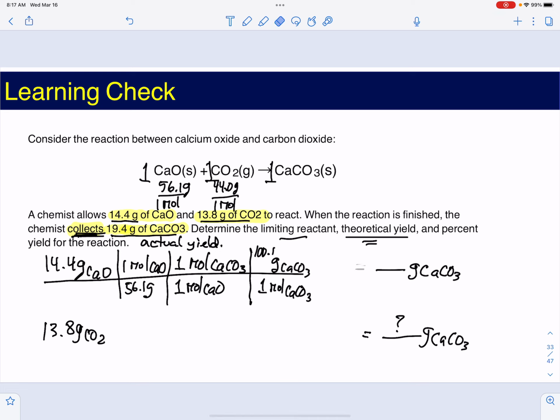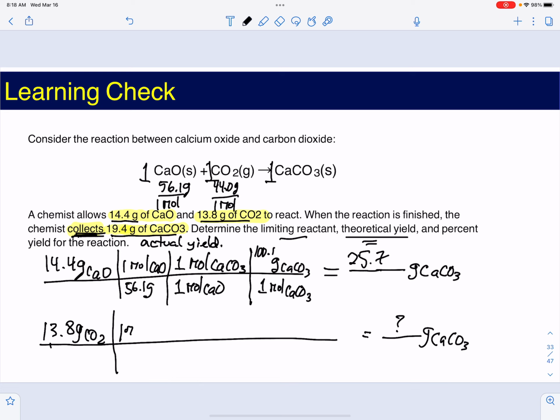And that's going to give us, let's see how much we get out of that. So that's going to be 14.4 multiplied by 1, multiplied by 1, multiplied by 100.1, divided by 56.1, divided by 1, divided by 1. That's going to be 25.7 grams. So that's a possible theoretical yield, but we don't know if that's going to be the limiting one. So let's do the one with carbon dioxide also.